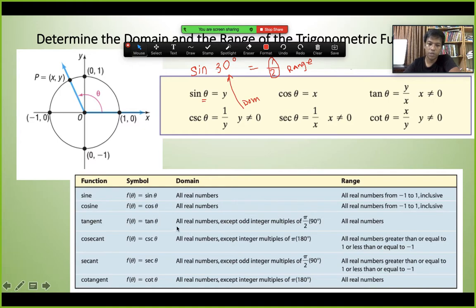Tan theta can take all real numbers, but it cannot take odd integer multiples of pi by 2, because in those cases, at 90 degrees, 270 degrees, we have cosine theta equals 0. Let me show you this value and this value: this is 90 degrees and 270 degrees. If cosine theta equals 0, then tan is undefined, because tan equals sine theta divided by cos theta. If cos theta is 0, sine theta is 1 actually, so it cannot take it; it becomes undefined.